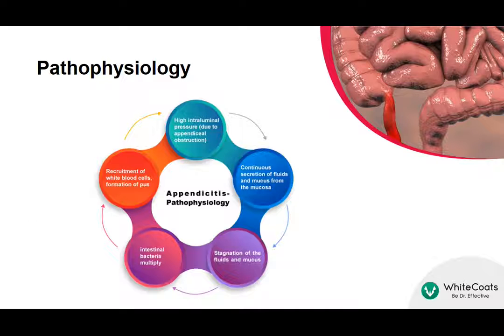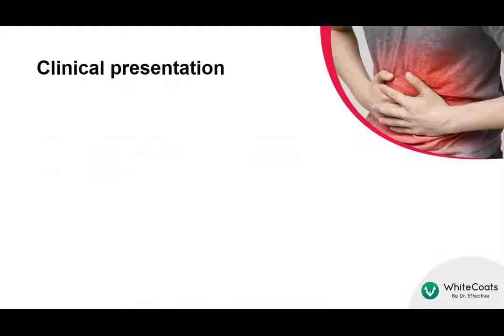Appendiceal obstruction increases pressure within the lumen. This leads to continuous secretion of fluids and mucus from the mucosa and the stagnation of this material. At the same time, intestinal bacteria within the appendix multiply, leading to the recruitment of white blood cells, formation of pus and subsequent higher intraluminal pressure.